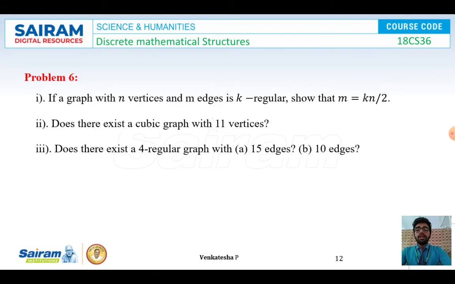One more example: if a graph with n vertices and m edges is a k regular graph, show that m is equal to kn by 2. Then, does there exist a cubic graph with 11 vertices? And the next condition: does there exist a 4 regular graph with 15 edges and 10 edges? So we'll verify this one first.